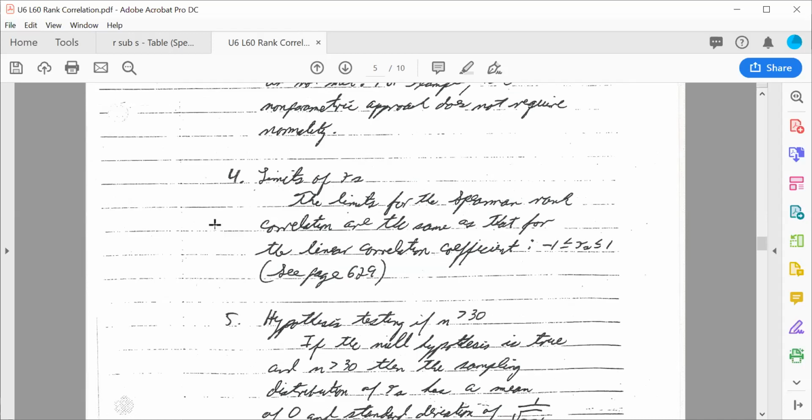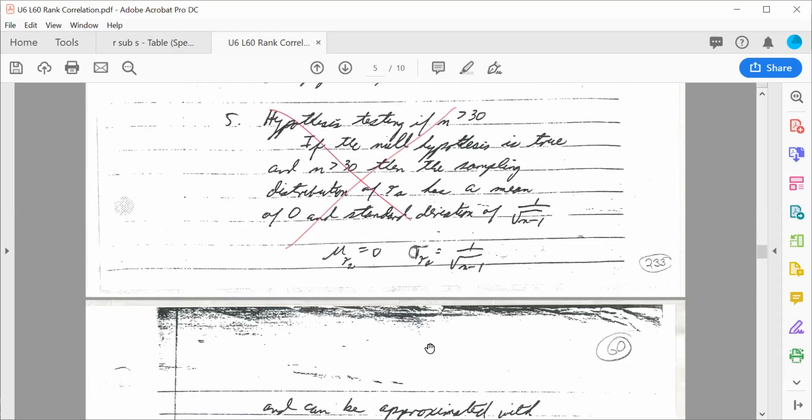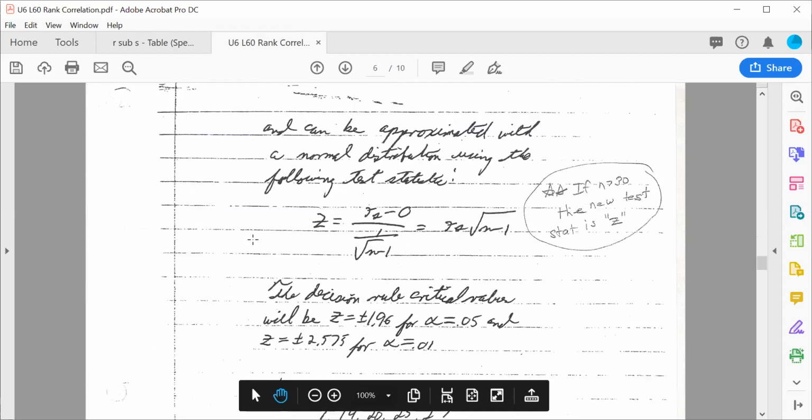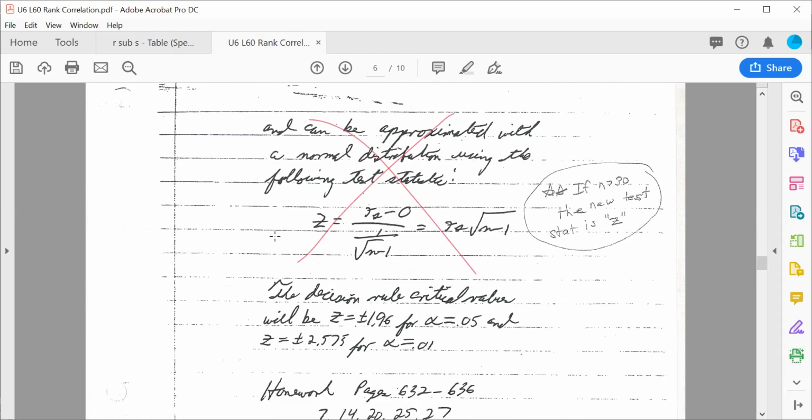Number 4, just like R, R sub S is a decimal between -1 and +1, and the scatter plots look exactly the same. -1 is a perfect scatter plot downward, +1 is a perfect scatter plot upward, and R sub S equals 0 is just scattered all about. Don't worry about number 5. That's when n is greater than 30. Don't worry about this. Yes, it's true. I mean, not all this is factual stuff, but you don't have to worry about it.